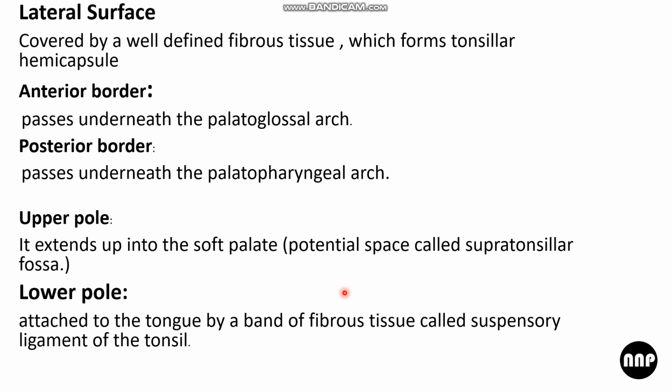The anterior border lies underneath the palatoglossal arch. The posterior border passes underneath the palatopharyngeal arch. The upper pole extends up to the soft palate, and there is a potential space called the supratonsillar fossa there. The lower pole is attached to the tongue by a band of fibrous tissue called the suspensory ligament of the tonsil. There is a diagram for this.